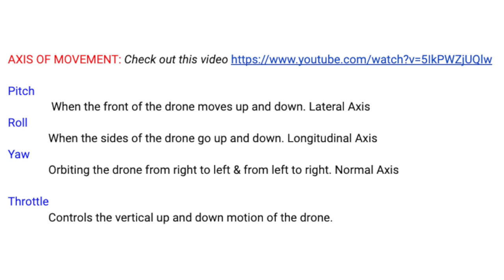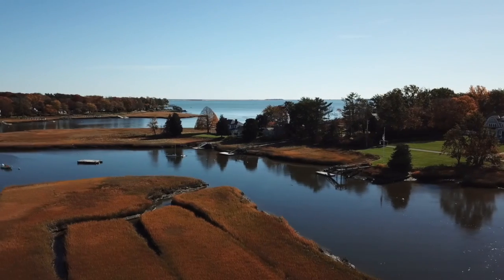The yaw is the orbiting of the drone from right to left or from left to right. And that is on its normal axis. It's almost like a pan that we do with a tripod and a camera from the ground. And of course, throttle. Throttle controls the vertical up and down motion of the drone. So to take off and to land, you're focusing on the throttle.